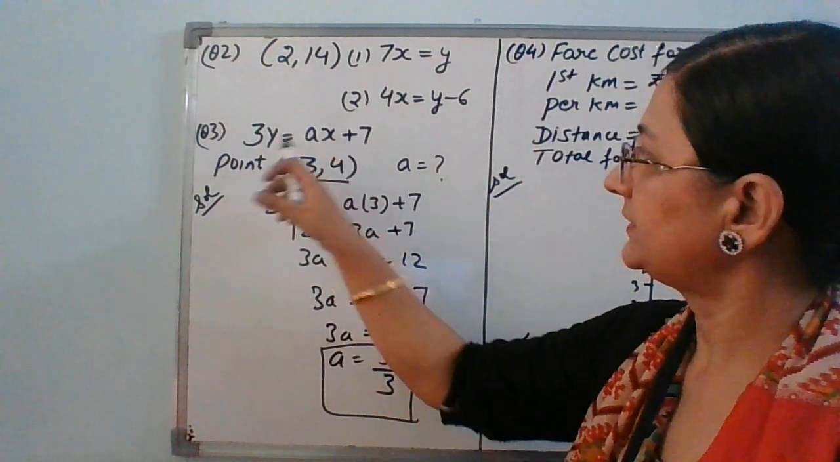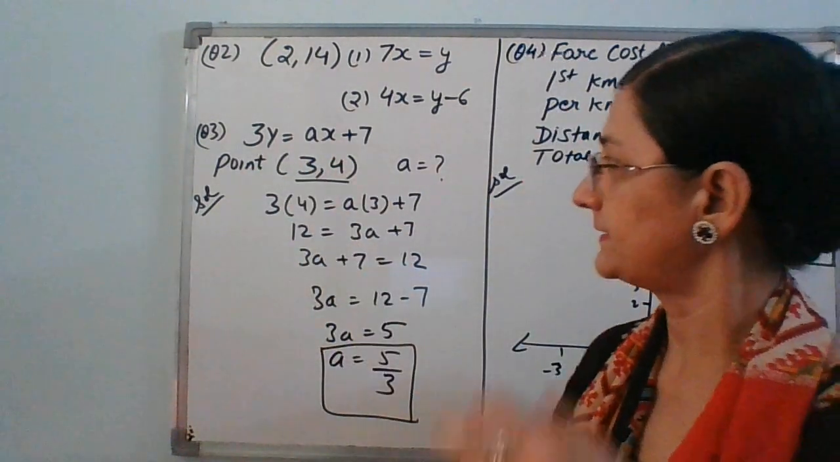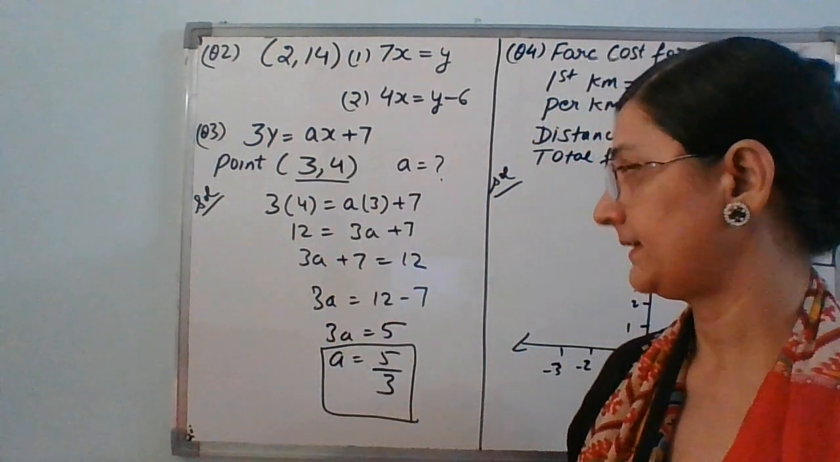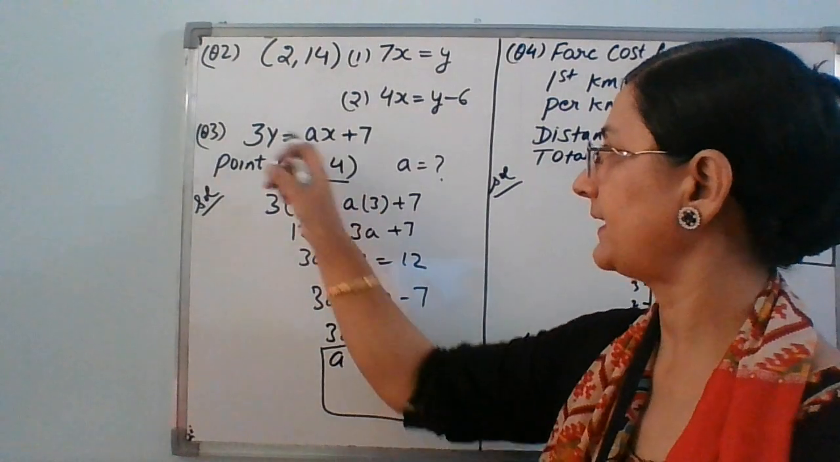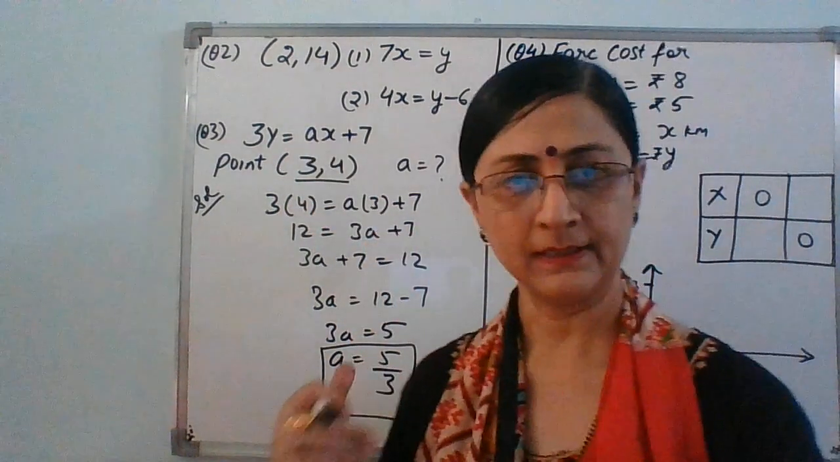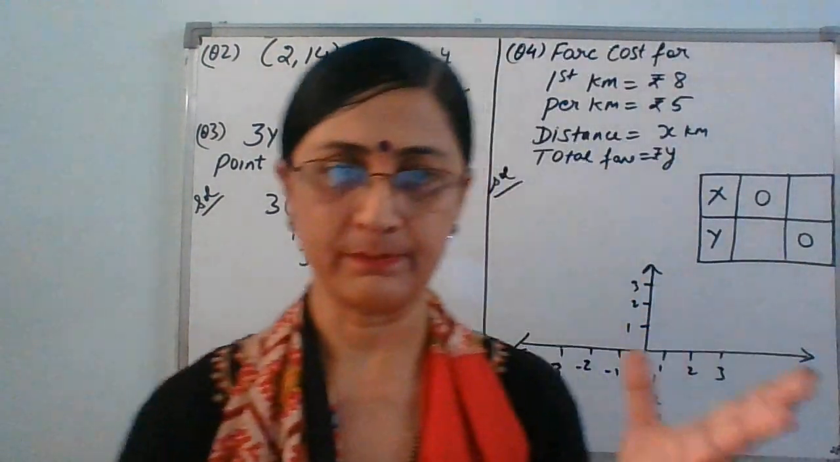Now here, question number 3: this is the line and this point satisfies it, it is given. You have to find the value of a. If this point satisfies this equation, you have to substitute x as 3 and y as 4 and then find the value of a. And here's the value of a, that is 5 by 3.